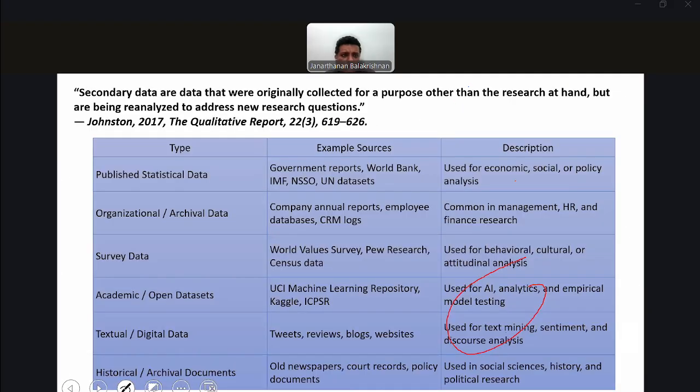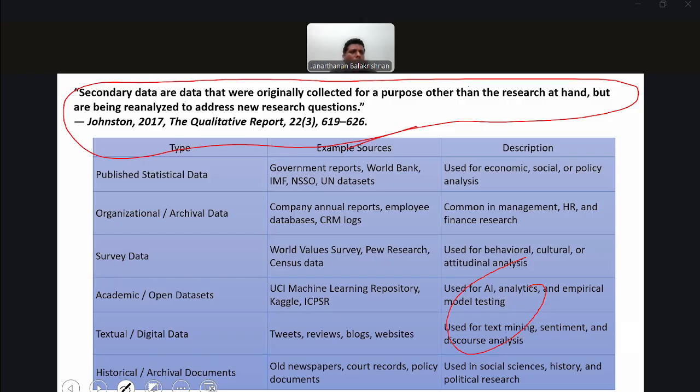That is one of the aspects. So what is secondary data basically? I request you to read this particular one. It's a very beautiful definition given in a 2017 paper by Johnston. I remember reading this paper, a qualitative report, I think in Springer. So secondary data is data that were originally collected for a purpose other than the research at hand, but are being reapplied to address new research questions. That is, someone has collected the data and is sharing it with others to make use of it. That is the major importance of secondary data.